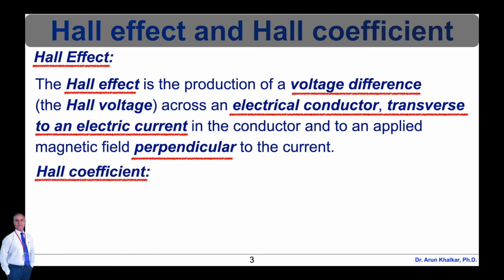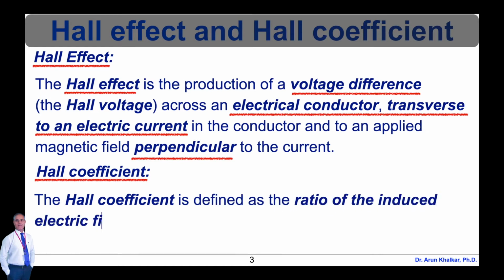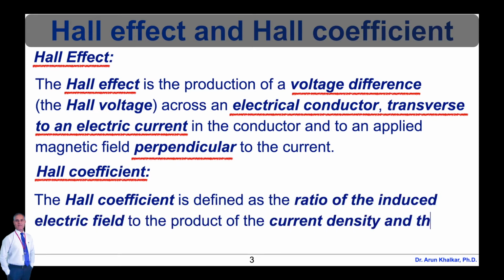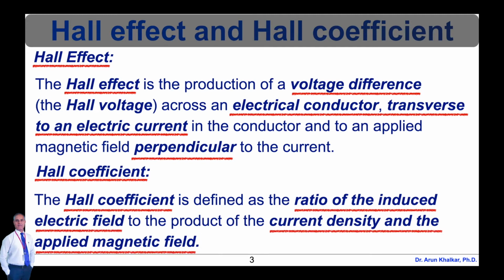The Hall coefficient is defined as the ratio of the induced electric field to the product of the current density and the applied magnetic field. It is a characteristic of the material from which the conductor is made, since its value depends on the type, number, and properties of charge carriers that constitute the current.